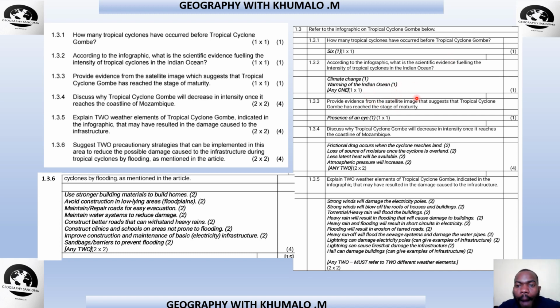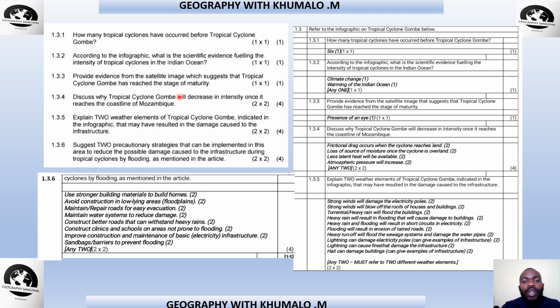It's climate change and the warming of the Indian Ocean. These answers, we got them from where? From the infographics. So the answer there was climate change, or you could have written warming of the Indian Ocean. Some of you got it right, some of you didn't because you didn't check the infographics. 1.3.3, provide evidence from the satellite image which suggests that tropical cyclone Gombe has reached the stage of maturity.